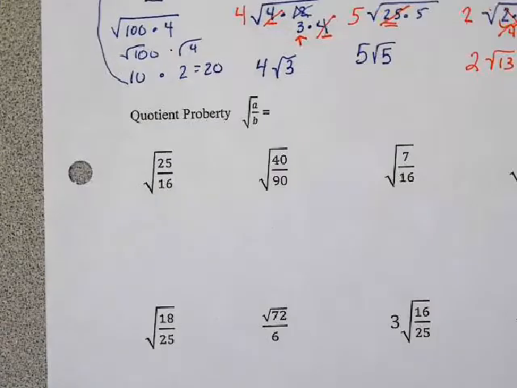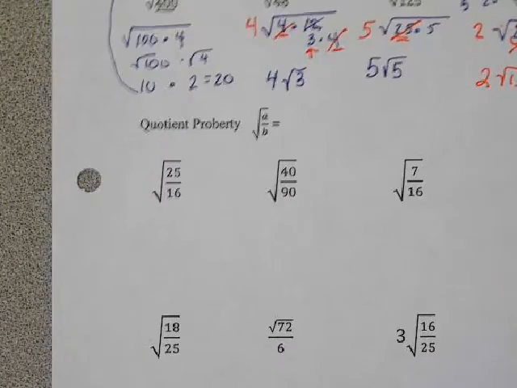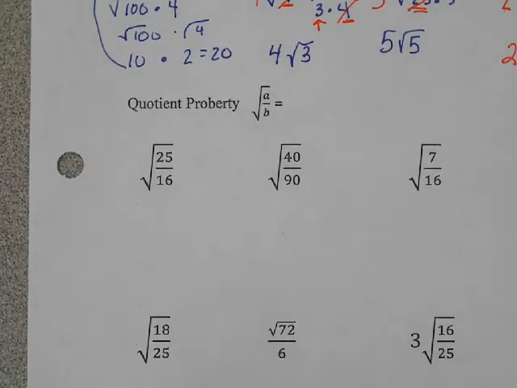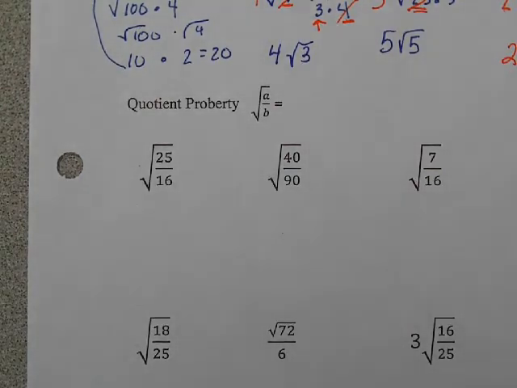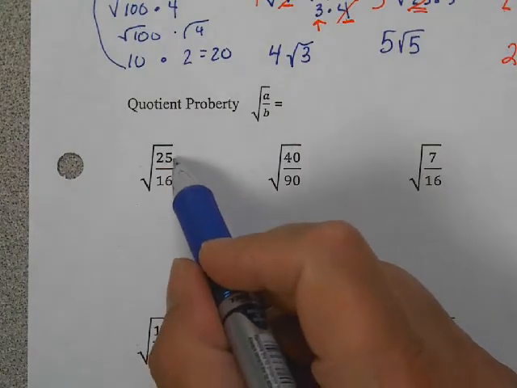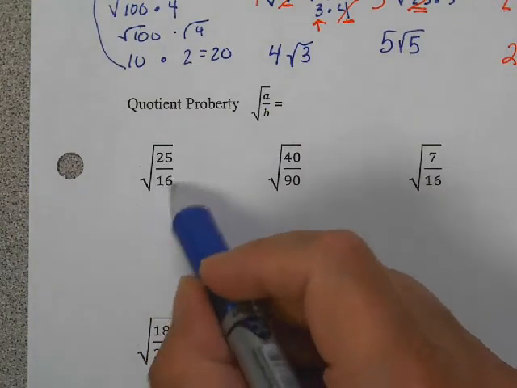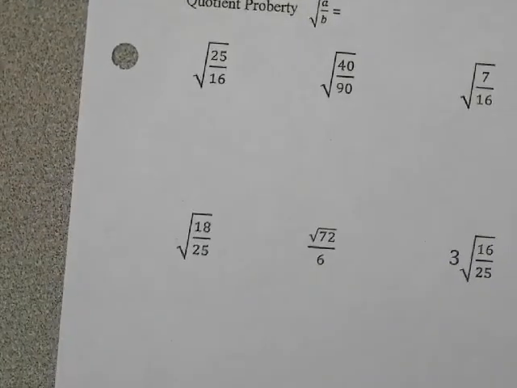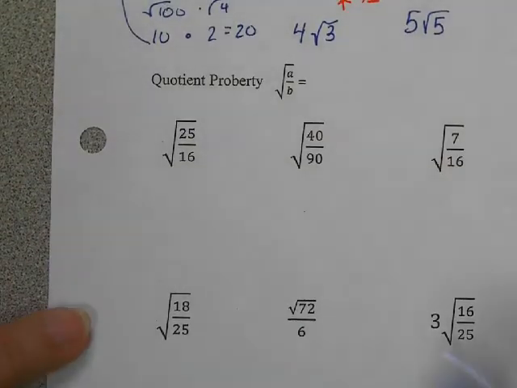Okay, let's move down and talk about the quotient property. If you'll notice on each of these problems, you have a fraction underneath a radical. And this is where you start talking a little bit about rules, or maybe not even rules, but just etiquette in math. One of the things you don't do in math is have a fraction under a radical symbol. So the first thing I would do on this problem is split this up.